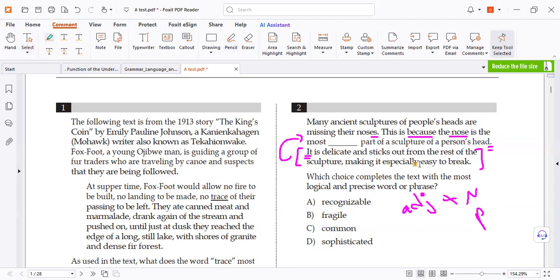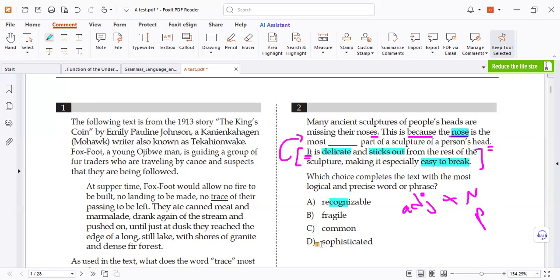He said here easy to break, right? And look, it's delicate, and it sticks out. All of this means we don't describe that the nose is recognizable. Oh, look, the Latin root cogn. What does it mean? It means something can be known, recognizable, so easy to know, to remember, to acquire, to understand, but it does not describe the nose. Common describes something widespread or famous between people or shared in a country.